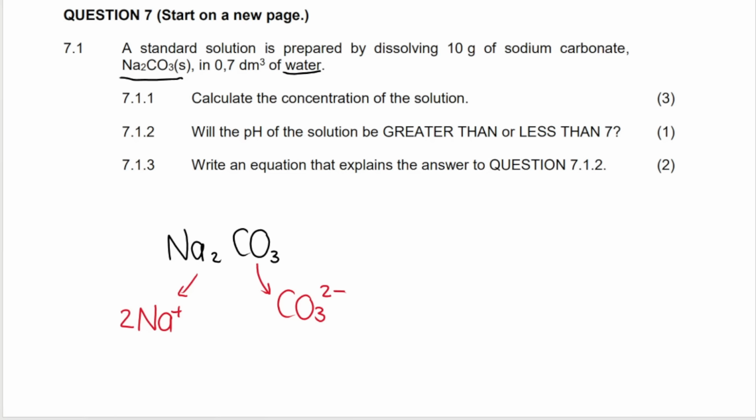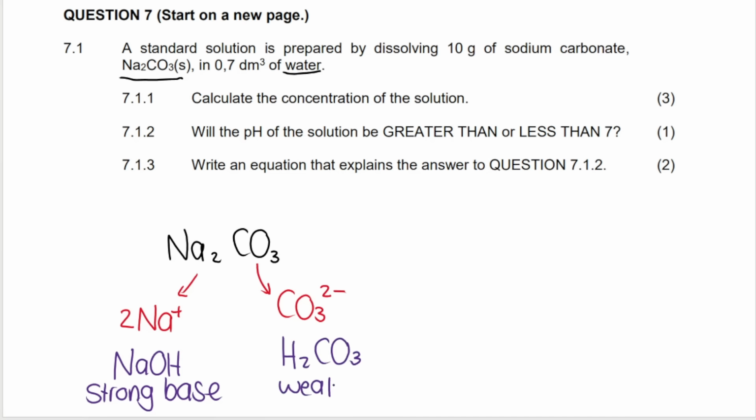Then something else that you need to know is that the Na+ ion, the sodium ion, comes from NaOH, sodium hydroxide, which is a strong base. Okay, so the base is strong. The CO3 2-, this carbonate ion, comes from a weak acid called carbonic acid, H2CO3, which is a weak acid. Now, how do I know that it comes from an acid and a base? All salts, so this is a salt, come from a reaction between an acid and a base.